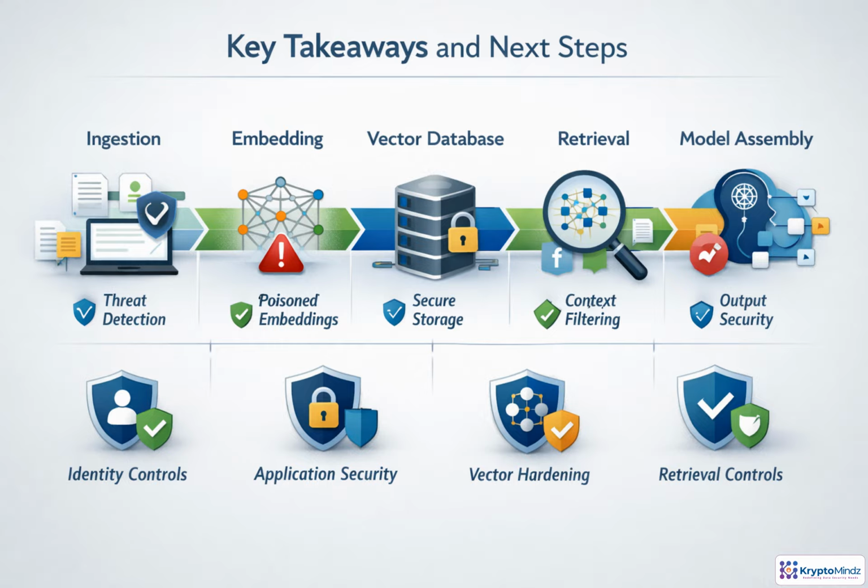The key lesson is that RAG security is lifecycle security. Protect ingestion, embeddings, vector storage, retrieval, and model context together. Combine identity, application security, guardrails, hardened vector databases, and authorization at retrieval time. Next, we widen the lens to cloud posture and AI supply chain risk.